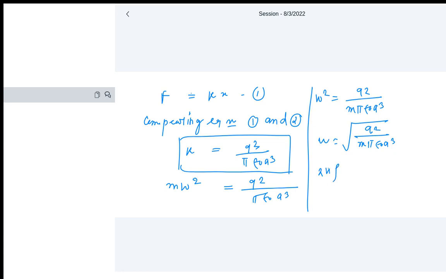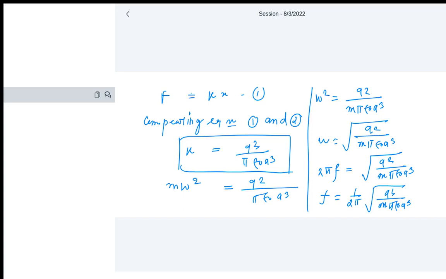Omega is nothing but 2 pi n or 2 pi f. This is the linear frequency. So 2 pi f is equal to q square upon m pi epsilon 0 a cube. So f is nothing but 1 upon 2 pi root under q square upon m pi epsilon 0 a cube. So this is the expression of frequency. Now simplify this expression.